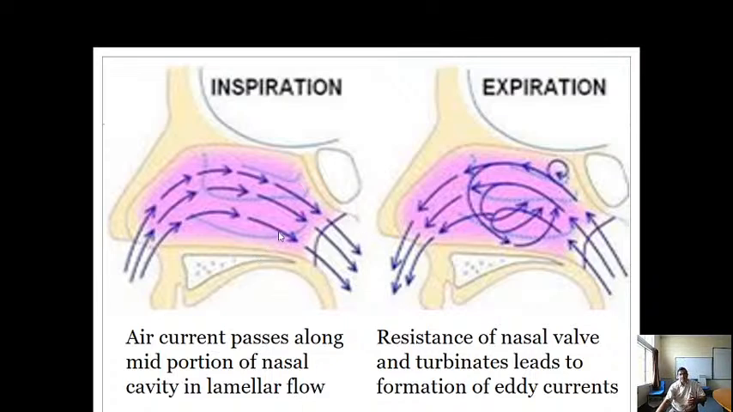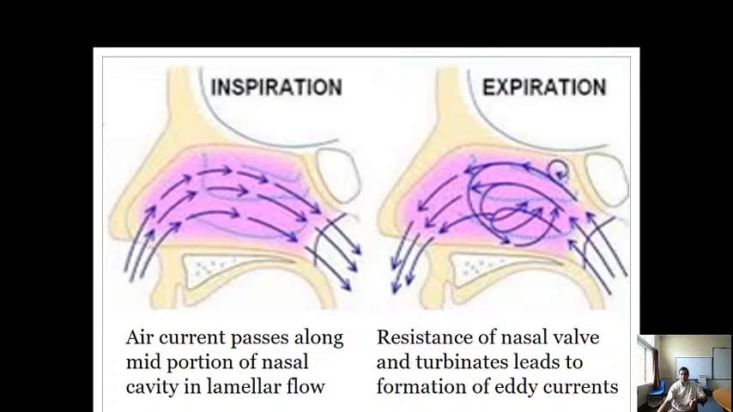Now, that is as far as the inspiration is concerned. When you go to the expiration part of it, the air that is coming from the lungs comes into the larynx and then into the oropharynx, from the oropharynx into the nasopharynx. From there it goes into the choana. From there the air comes out and is expelled through the anterior nares.